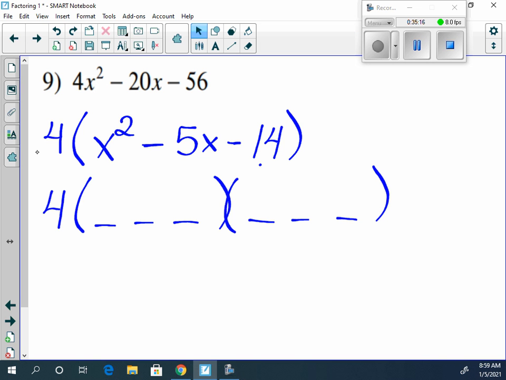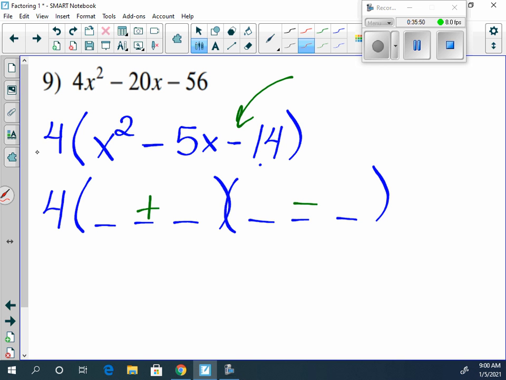Our next step is two sets of parentheses. I write these out because I'm assuming that this will factor. So that was step number 2. Step number 3 is to find the signs. The constant term here is negative, so the signs are opposite. One is going to be positive, one's going to be negative. And that's step number 3.